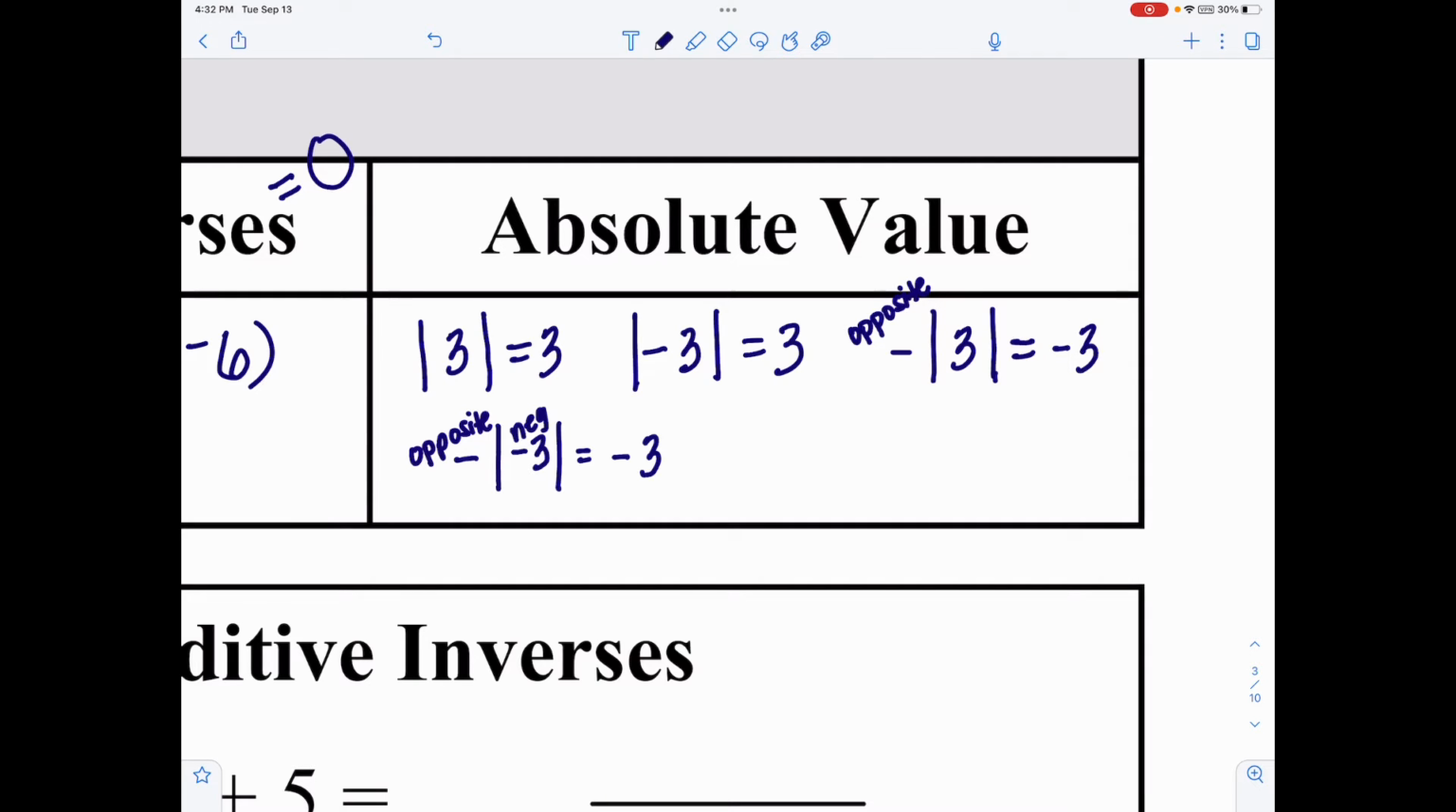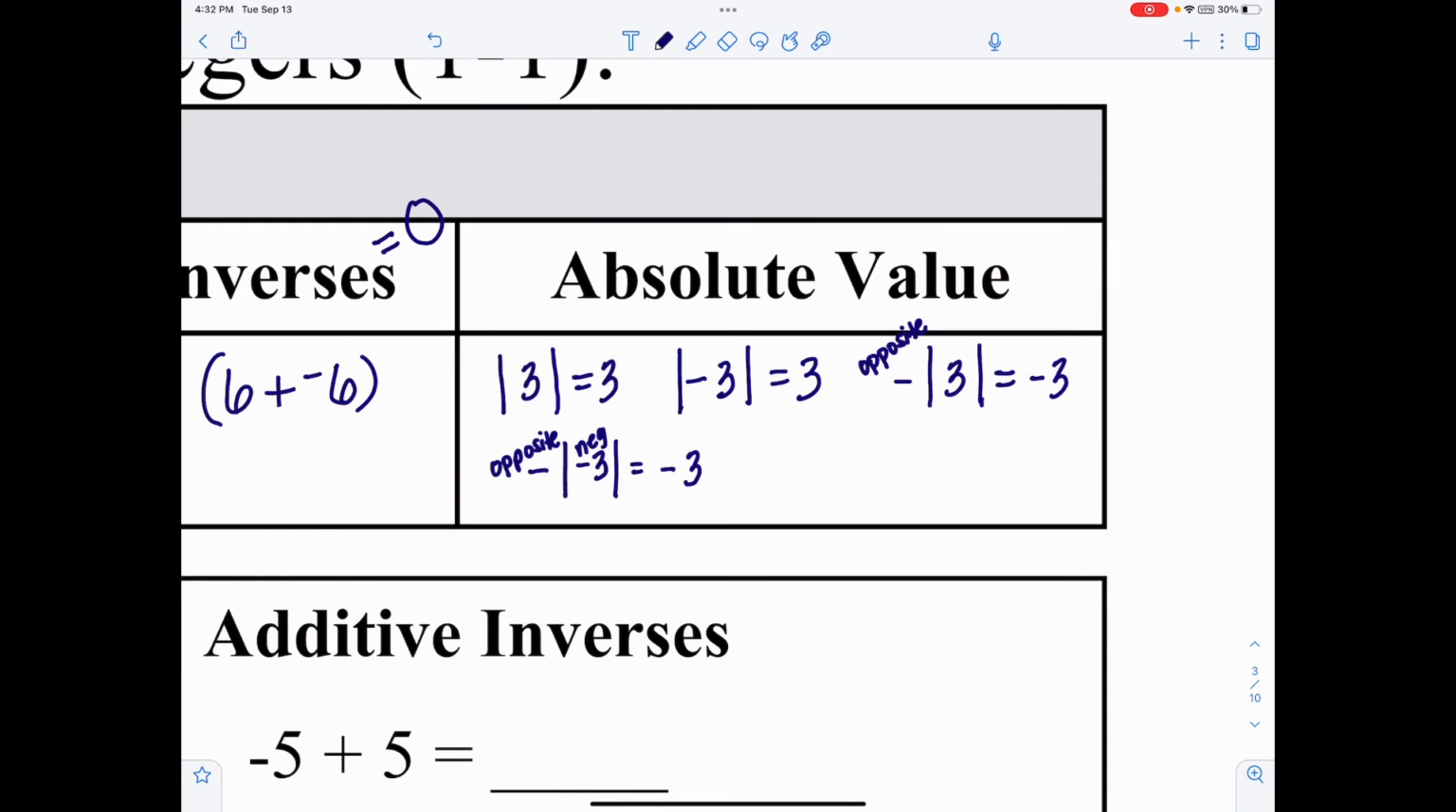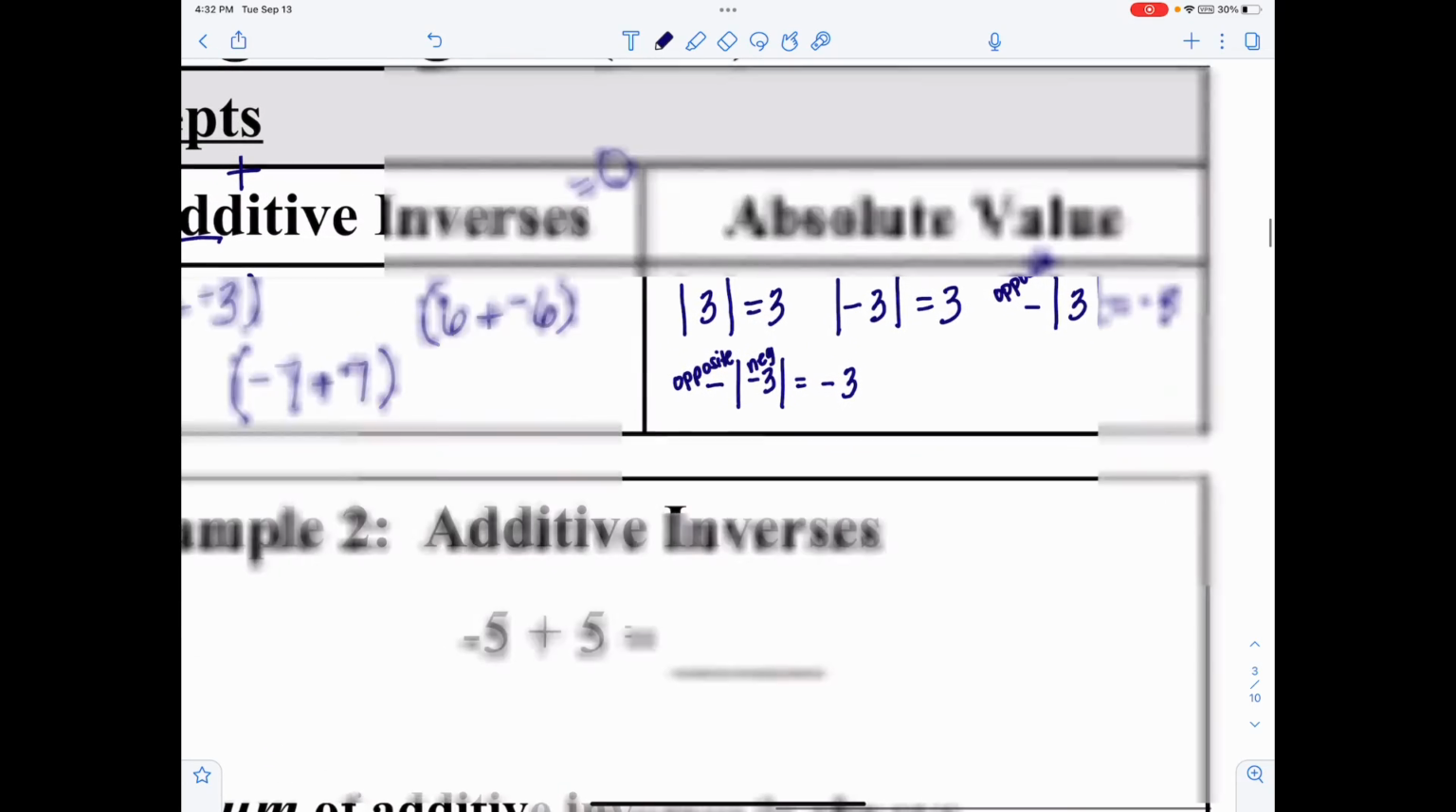The last thing I want you to see is, well, I guess we'll look at some ways that people might trick you with absolute values by using parentheses instead.